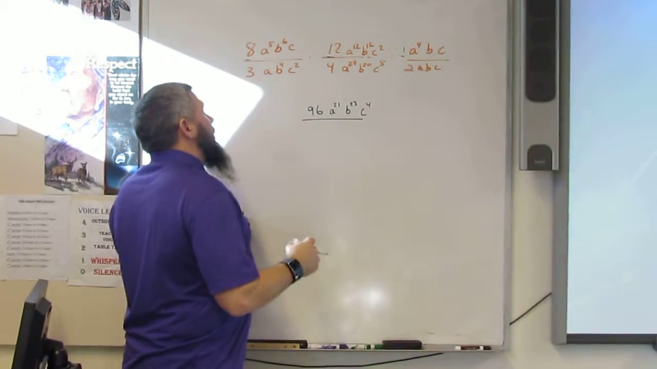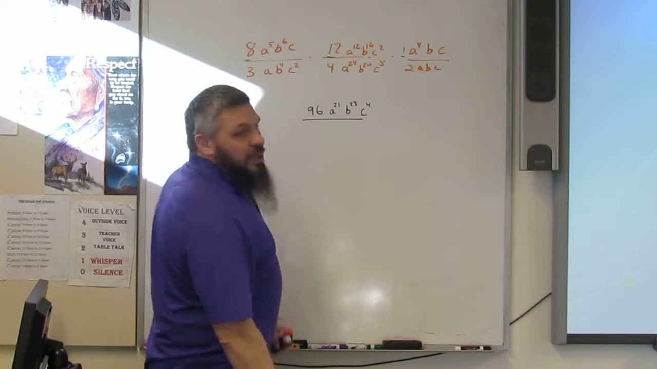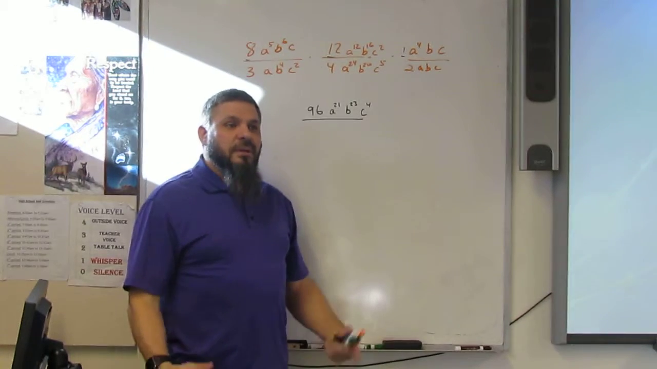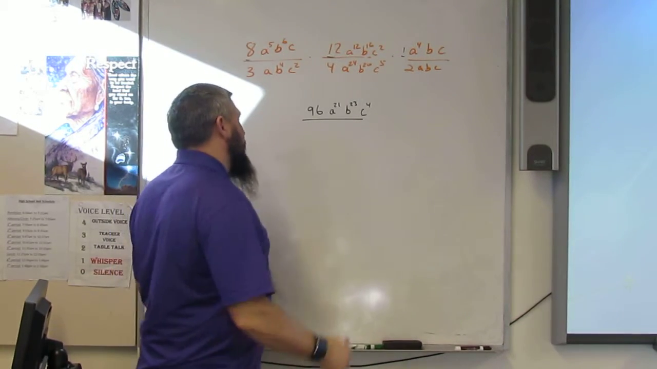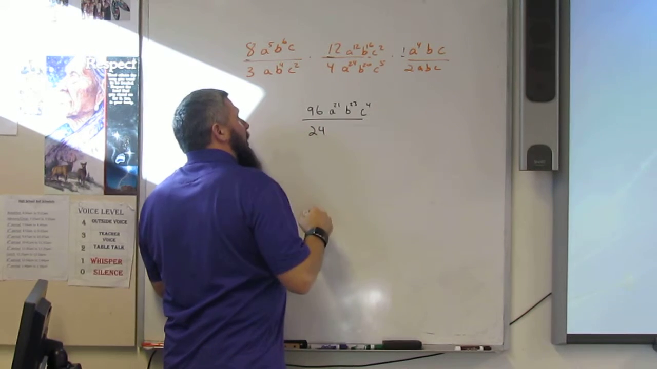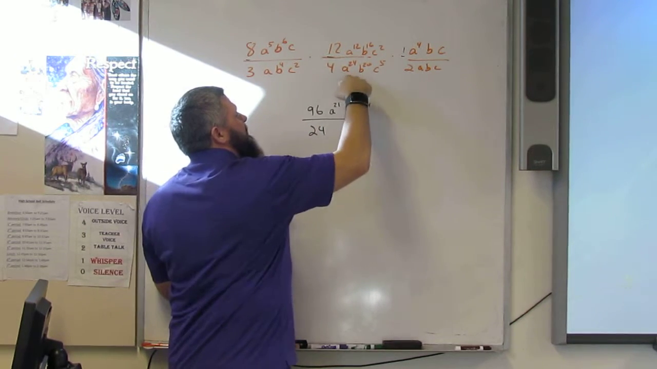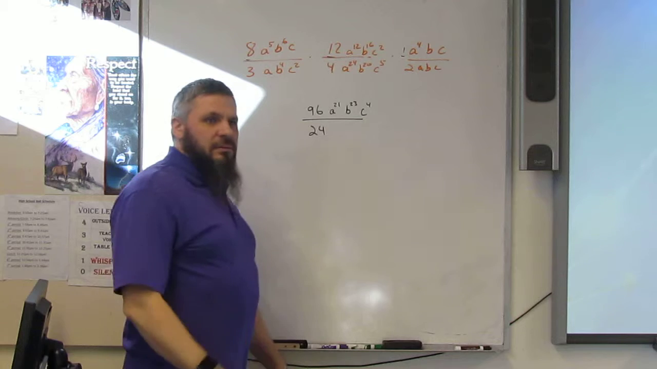Okay. Then we got 3 times 4. 12. Okay. Times 2. 24. Okay. And then I've got a times a to the 24 times a.